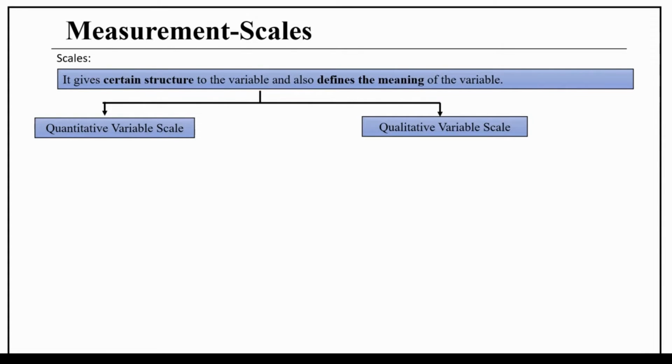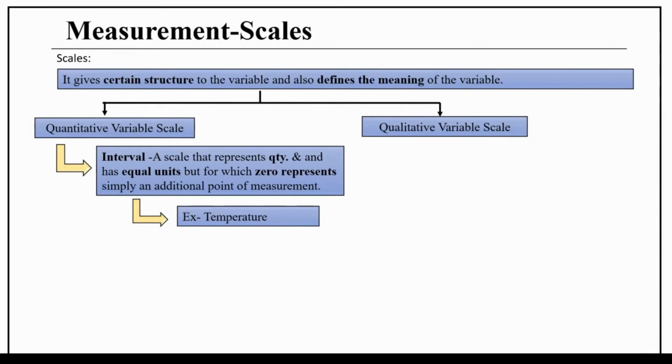Now let's take a look at interval scales. An interval scale represents a quantity and has equal units, but for which 0 represents simply an additional point of measurement. For example, the Celsius temperature scale. The Celsius temperature scale can be negative, positive or 0 degrees Celsius. Also, the temperature scale is divided equally, or we can say it has equal intervals.